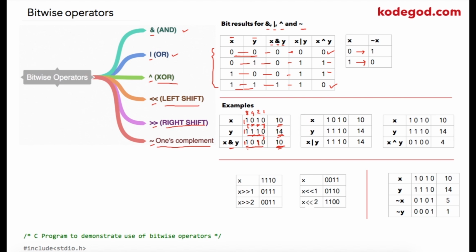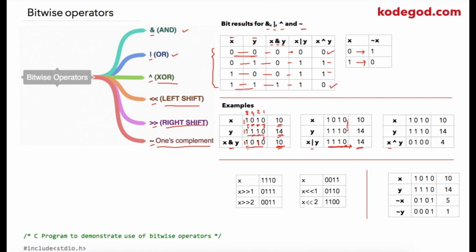Now let us check the same with OR operator. In case of OR, we know that when both the bits are 0, we get 0. So only in this case both the numbers are 0, hence we have a 0 over here, and in the rest of the columns we have 1 somewhere, so we are getting 1 in all rest of the cases. So our result is 1110, which is equivalent to decimal value 14.